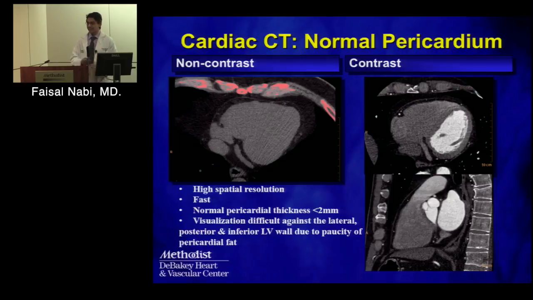It's also very fast. This is a technique that can be completed in one breath hold, so if you have an unstable patient or you need data rather quickly, this would be the test to go to. And calcium, as I'll soon show you, is really another advantage. If you need to see calcium in the pericardium, which can be very specific for constrictive pericarditis, CT sees calcium very well.